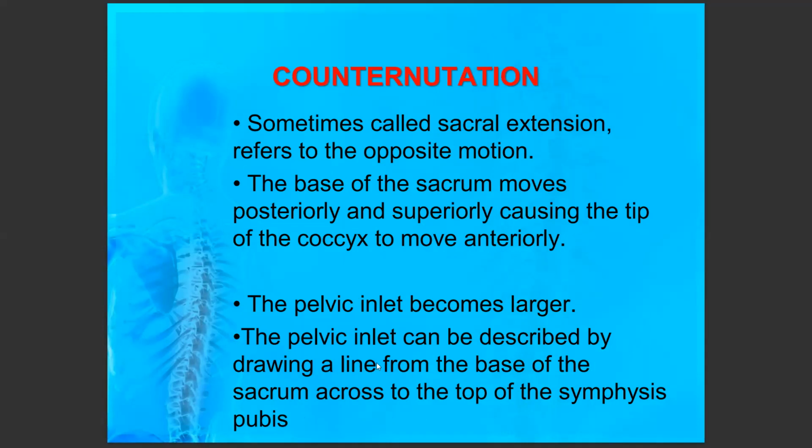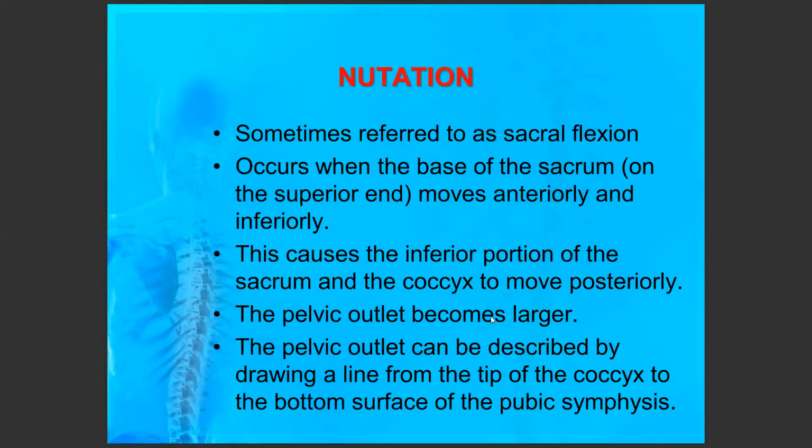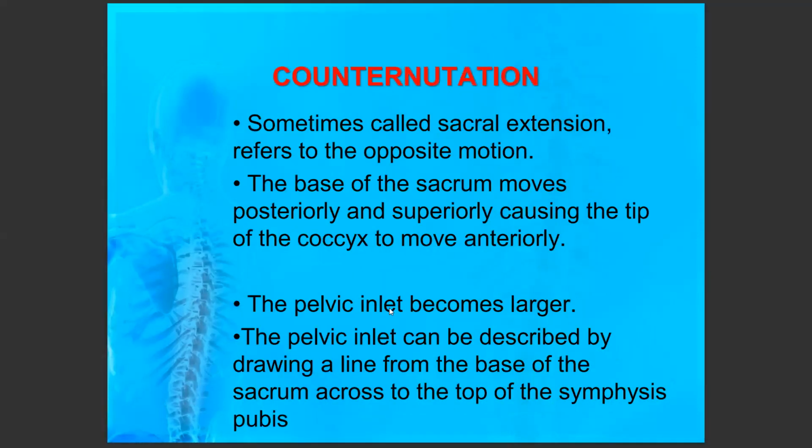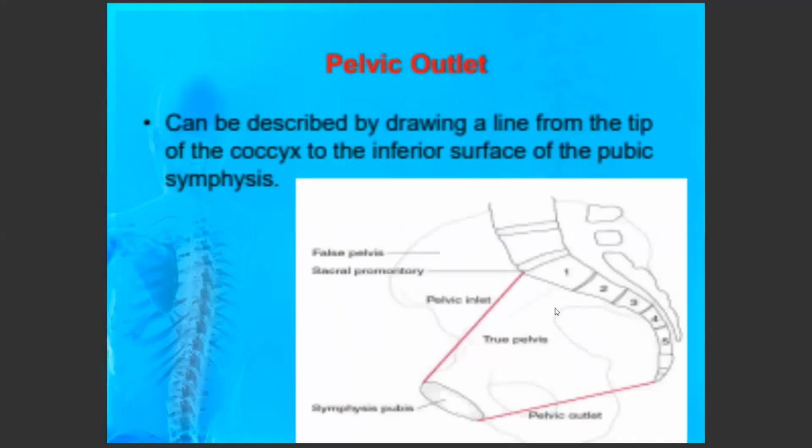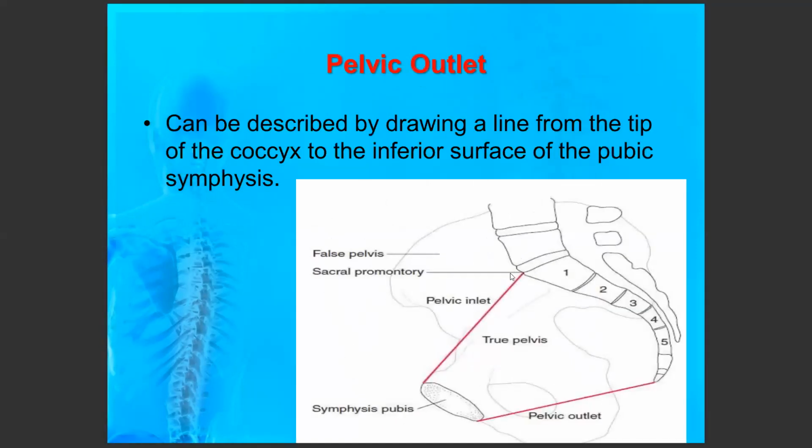The pelvic inlet can be described by drawing a line from the base of the sacrum across the top of the symphysis pubis. It means when there is counter nutation, there will be an increase in the pelvic inlet, and when there is nutation, there will be an increase in the pelvic outlet. So, the pelvic outlet increases with nutation, while the pelvic inlet increases with counter nutation. So this is nutation and counter nutation. When there is sacral flexion, that is known as nutation. When there is sacral extension, that is known as counter nutation. This is the explanation of the pelvic inlet and pelvic outlet.